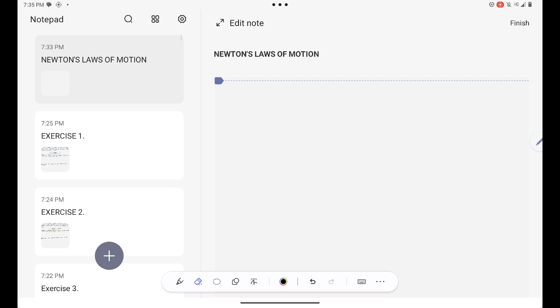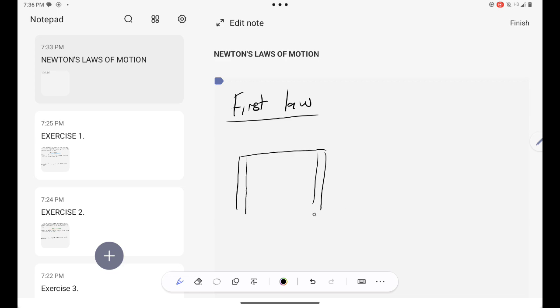Newton's first law simply states that a body will remain at rest or continue moving at a constant velocity unless an unbalanced set of forces acts on it. Are we together? A body will remain at rest or continue moving at a constant velocity unless an unbalanced set of forces acts on it.